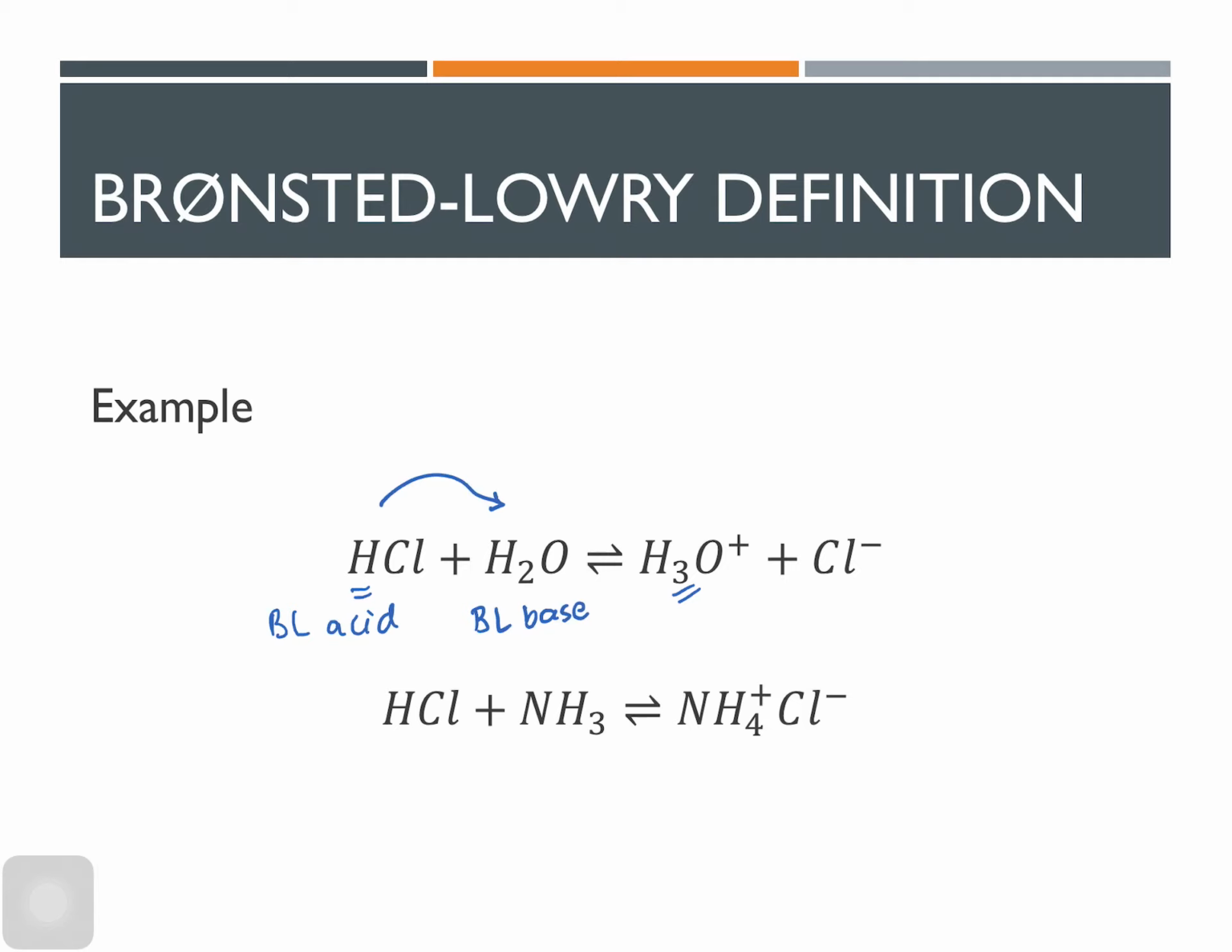So that's the idea. Moving to the next problem, we have here hydrochloric acid reacting with ammonia, producing ammonium chloride. As you can see, the hydrogen of hydrochloric acid is transferred to ammonia, so we have here NH4 plus. That means HCl is still a Brønsted-Lowry acid, and ammonia, since it accepted the hydrogen from this acid, is a Brønsted-Lowry base.